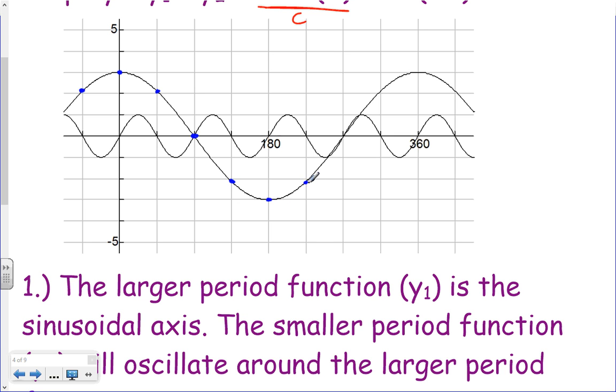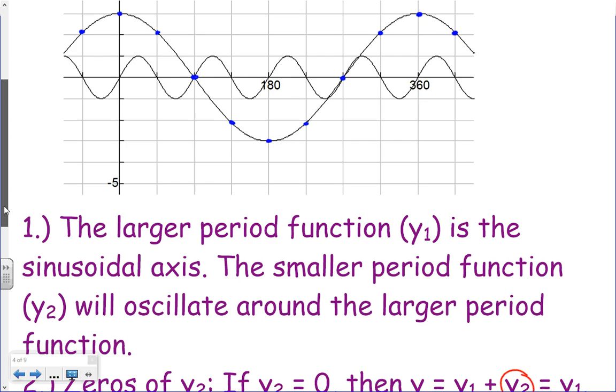Every time I see a 0 on y2, I'm plotting the corresponding point right there on y1. And there we go. We've got quite a few points plotted. You might see that we've plotted a number of points right on y2, and that should make sense since we've already said that y2 is going to oscillate back and forth around y1. I should see it crossing that function a bunch of times, which is what that's showing us right there. All right. So that's the zeros of y2.